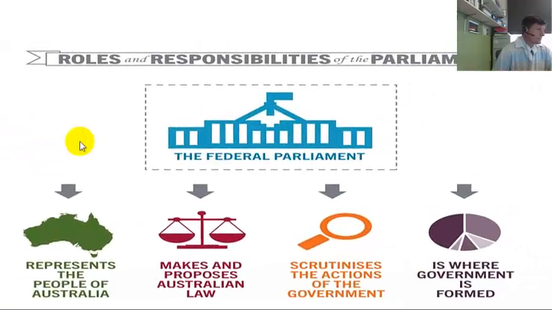The roles and responsibilities of Parliament. The first one is that it represents the people of Australia. It makes and proposes Australian law in relation to a whole lot of bills, a lot of issues that occur in society. It's also there to scrutinise actions of government. So the Parliament is a separate power to the executive power, which can scrutinise actions of the executive to keep them accountable. And this is where the government of the day is formed in the lower house.